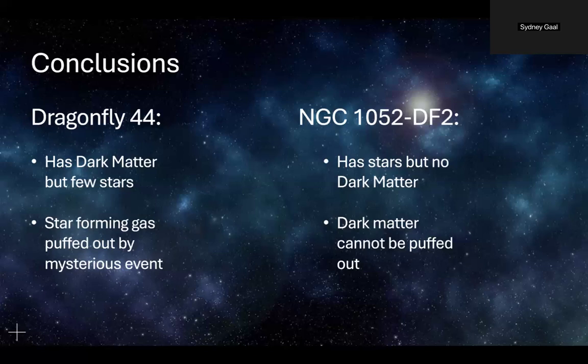So what questions are we left with? Conclusively understanding how ultra-diffuse galaxies form can help explain how Dragonfly 44 formed, and conclusively understanding how a galaxy forms without dark matter could explain how NGC 1052 DF2 formed. Additionally, if we're able to understand dark matter and what it truly is, it may be able to explain the part it plays and lack thereof in these two galaxies.